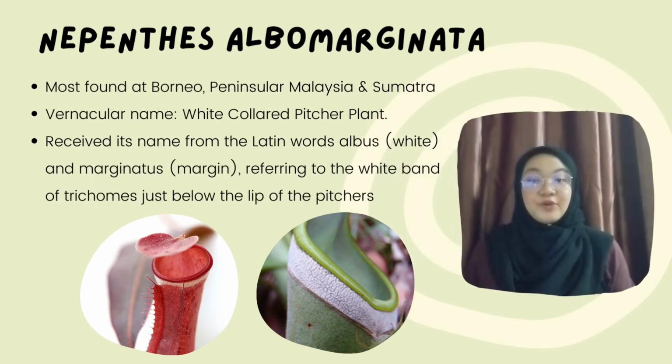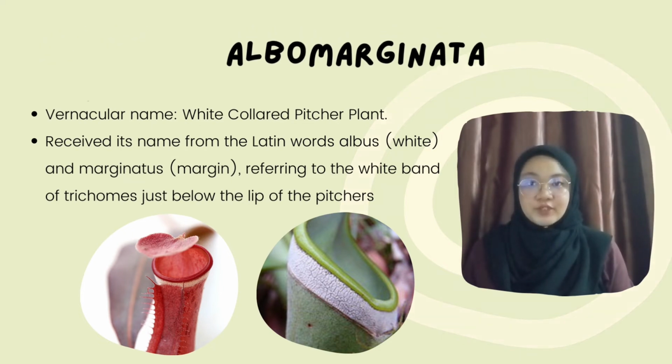Furthermore, Nepenthes albomarginata, which is mostly found in Borneo, Peninsula Malaysia, and Sumatra, is known as the white-collared pitcher plant. It received its name from the Latin words albus, meaning white, and marginatus, meaning margin, referring to the white band of trichomes just below the lip of the pitchers.